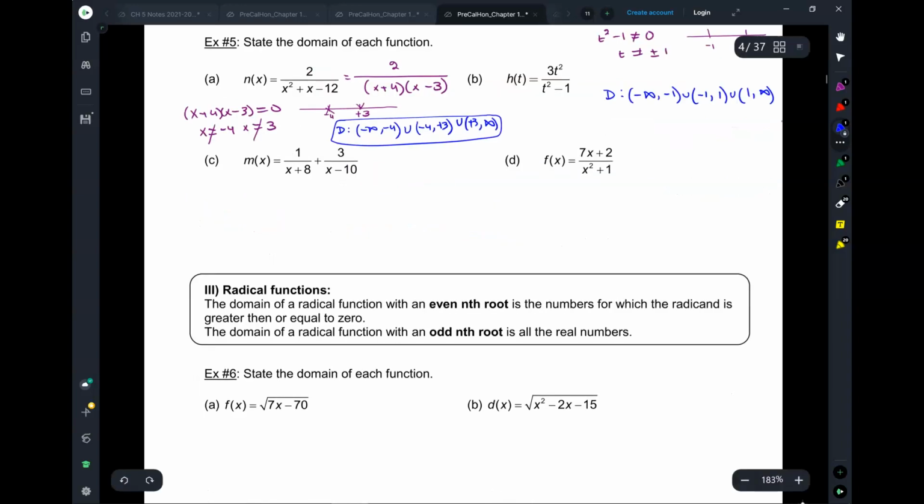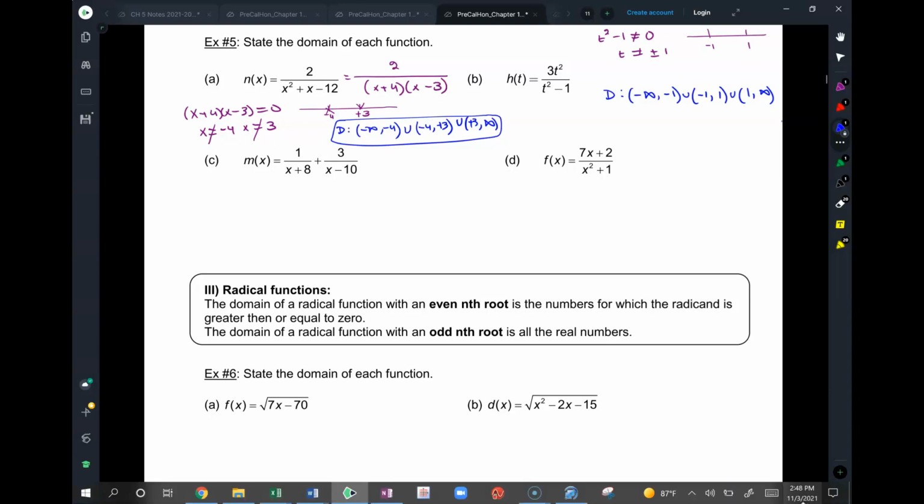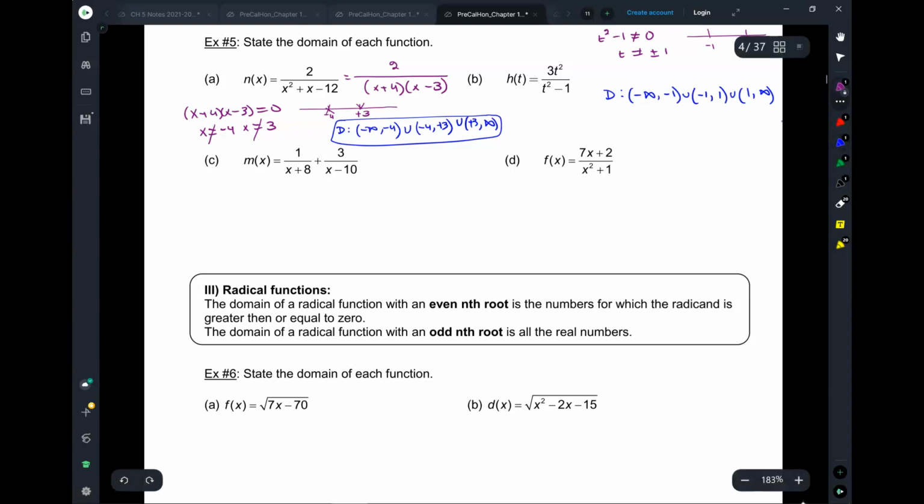All right, next one. When you have ones like this, you have to set each of the denominators equal to 0. Why? Because if you were to do a common denominator, it would be x plus 8 times x minus 10. So again, set each one equal to 0. x can't be negative 8 or 10.